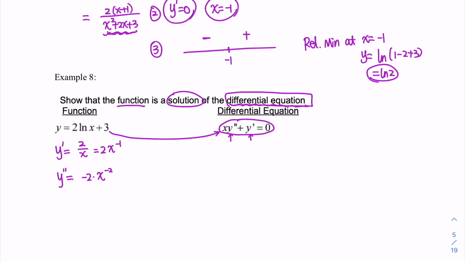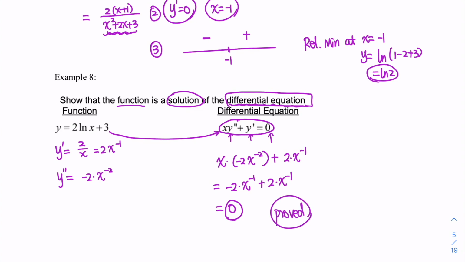Now we can plug y prime and y double prime into the equation. So x times negative 2 x to the negative 2, plus 2 times x to the negative 1. Let's have a look. It's negative 2 times x to the negative 1 plus 2 times x to the negative 1, which gives us 0. So the left side equals 0, the right side equals 0. So proved. As long as y satisfies this equation, we call y equals 2 times Ln x plus 3 a solution to the differential equation.